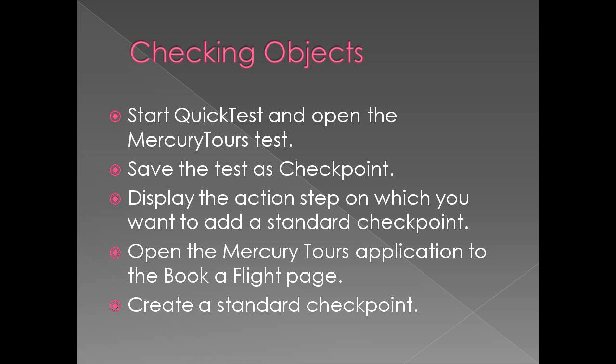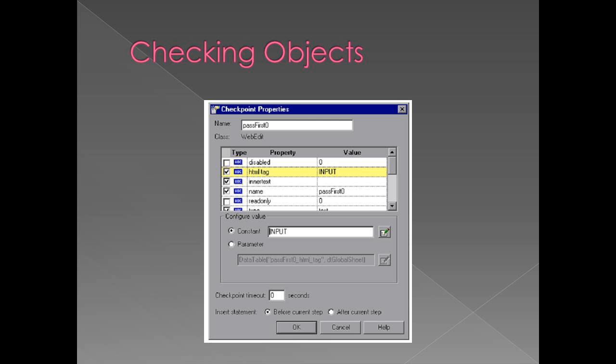5. Create a standard checkpoint. In the item column of the keyword view, highlight the Pass First 0 row. Choose Insert, Checkpoint, Standard Checkpoint. The Checkpoint Properties dialog box opens. The dialog box displays the object's properties.